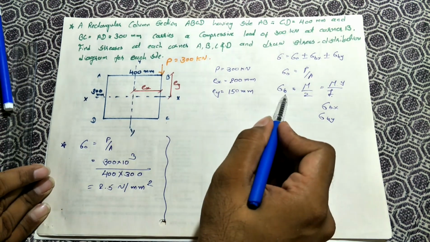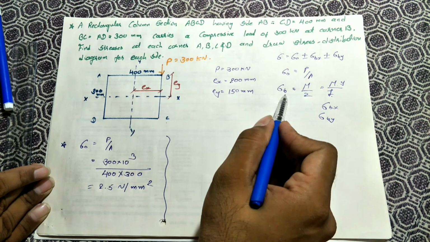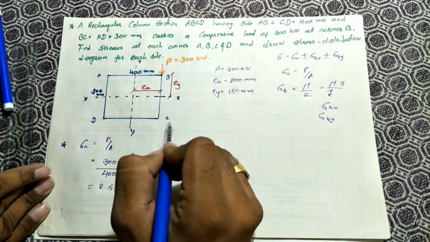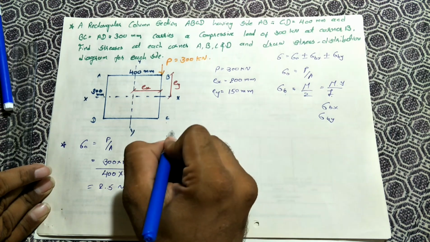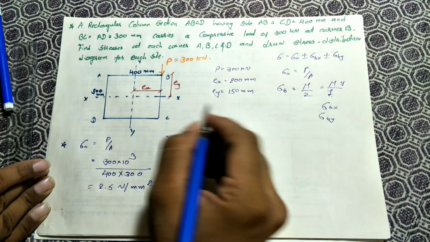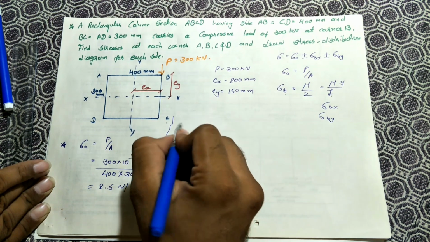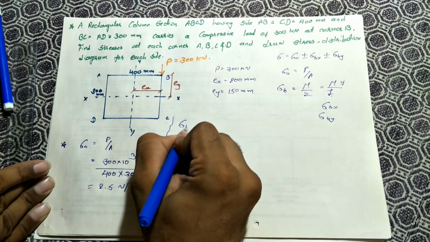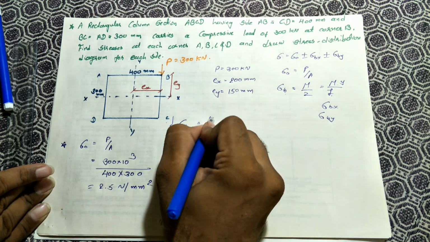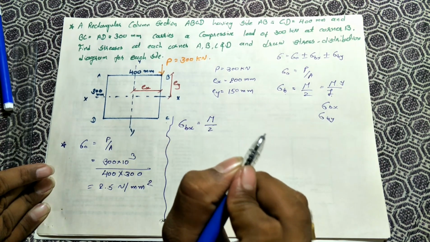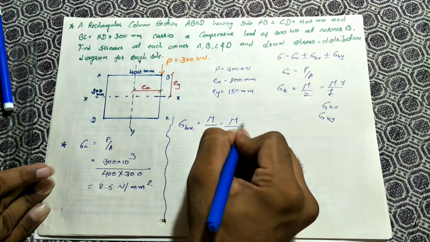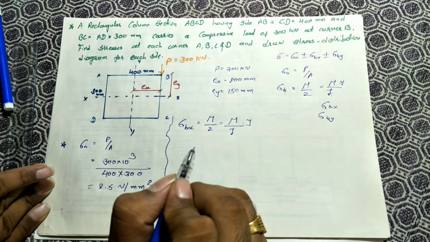Now bending stress in both the directions, in x direction and in y direction. So first we'll take the x direction. Sigma bx, bending stress in x direction, is M by Z, common formula, which equals M by I into y. This is also a common formula.